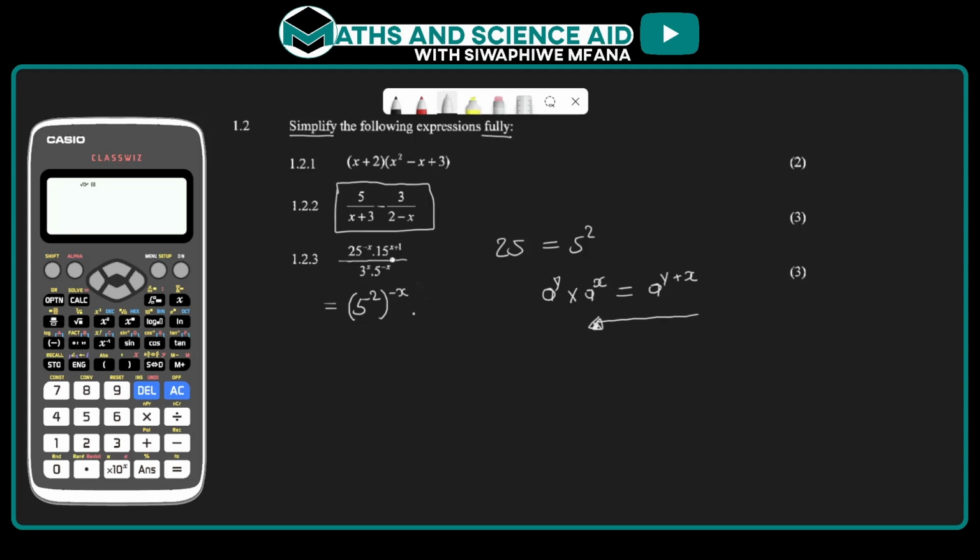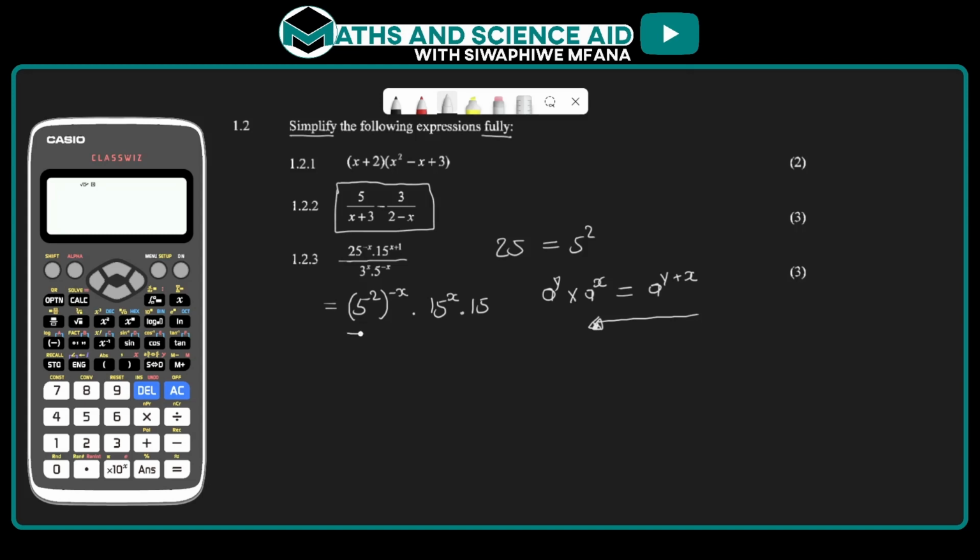So this means that 15 to the power of x plus 1 can be written as 15 to the power of x multiplied by 15 to the power of 1, which is of course just 15, okay? And this is based on this law.